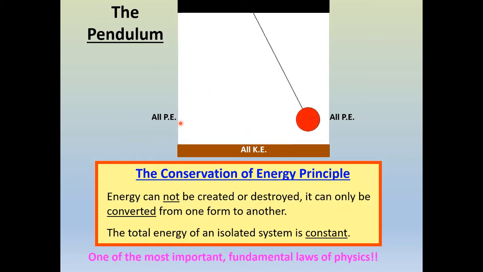So this is an example of what is called the conservation of energy principle. It can be stated a couple different ways. The first way is that energy cannot be created or destroyed. It can only be converted from one form to another. Another way of saying this is that the total energy of an isolated system is constant. So remember, this term conservation in physics means that the conservation of energy means that the amount of energy is conserved, which just means it doesn't change, it's constant.